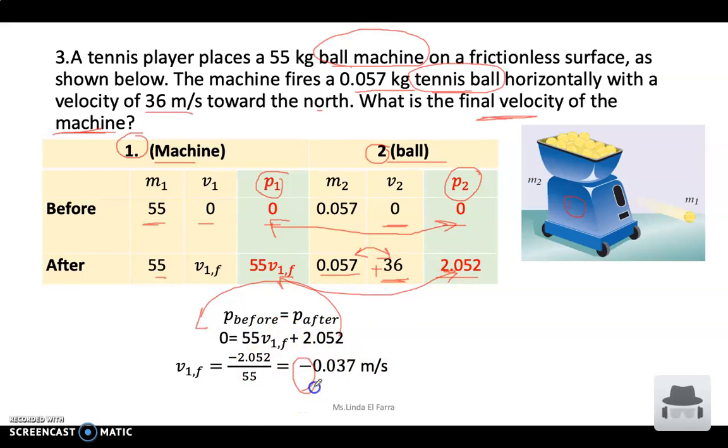I solve the equation, take this number to the other side, it will become negative, and I will get a negative value. Why? Because the ball moves in the opposite direction. The answer is about 0.037 meter per second. We're done with the assignment.